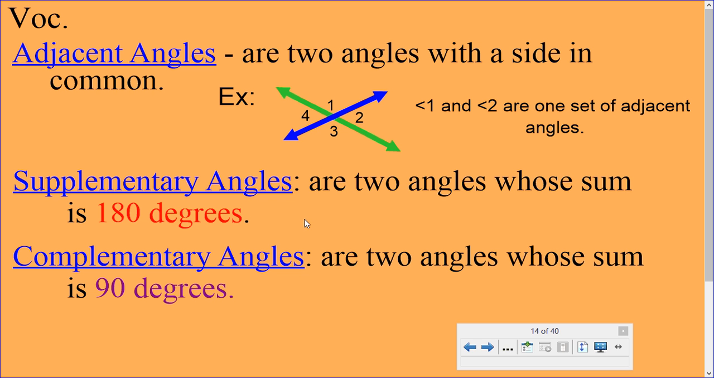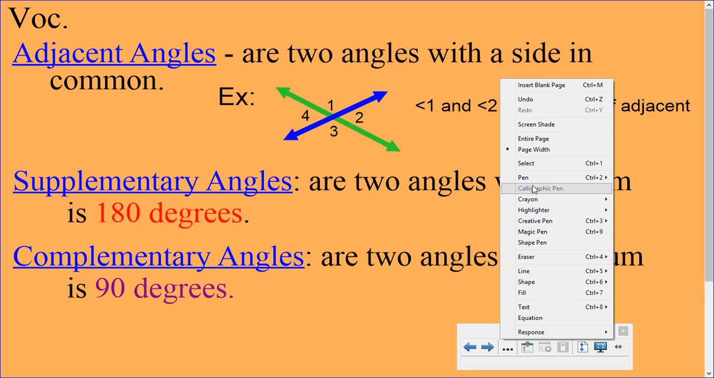Supplementary angles are two angles whose sum is 180 degrees. Complementary angles are two angles whose sum is 90 degrees. I had a student, Jasmine, who taught us a nice trick to remember how to differentiate one from the other. And let me get a pen.